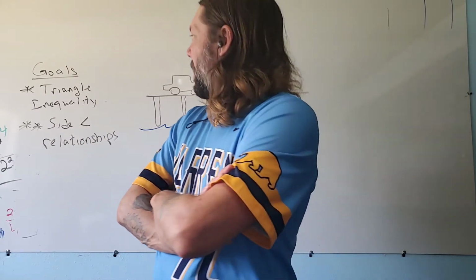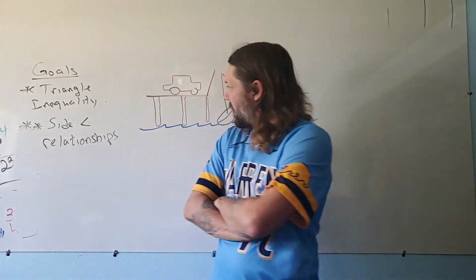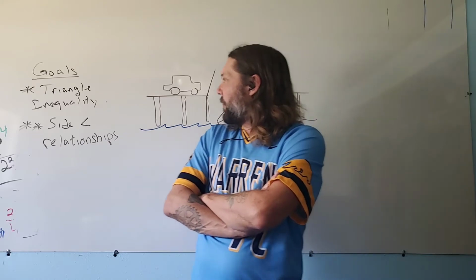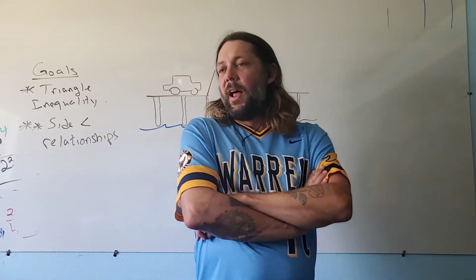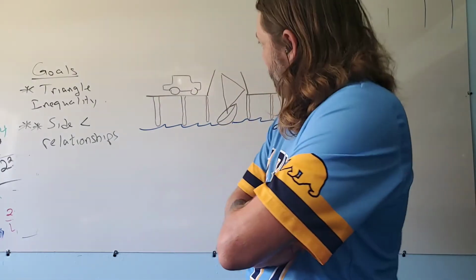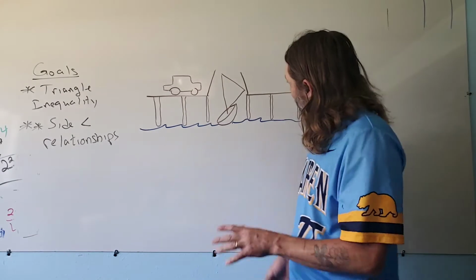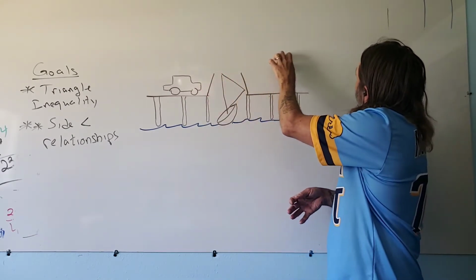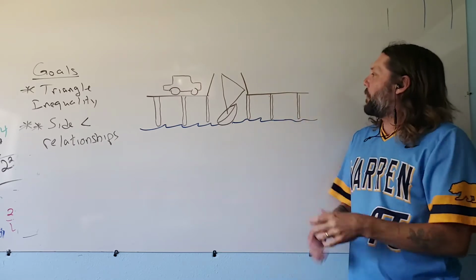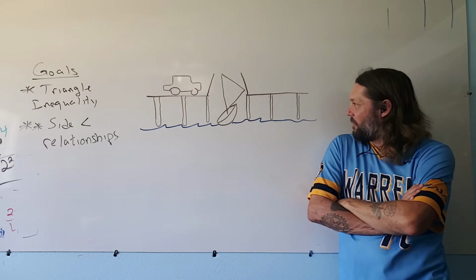So today, our goals are going to be about what's called the triangle inequality, and we're also going to look at side angle relationships inside of a triangle. And so I'm going to go ahead and start off with this picture that I drew, which on its face looks like it has nothing to do with triangles. So let me tell you what this poorly drawn picture is supposed to represent.